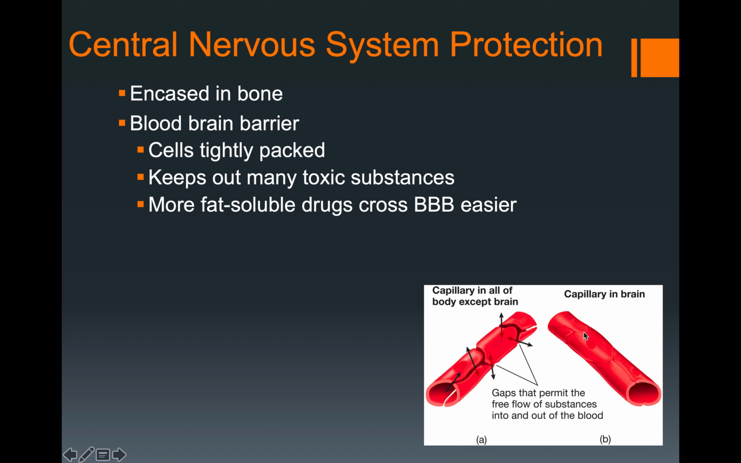If we look at capillaries, which are the smallest blood vessels, in the rest of the body, the cells that create the vessel walls have kind of gaps between them that allow the flow of substances into and out of the blood, like nutrients, waste, etc. In the brain, they're much more tightly packed, and this serves to keep most toxic substances out, but not necessarily all toxic substances. And so any drug that has a psychoactive effect, by definition, it or one of its metabolites is able to cross the blood-brain barrier. Otherwise, it wouldn't have an effect on thoughts, feelings, behaviors. Drugs that are more fat-soluble are going to cross the blood-brain barrier more easily.